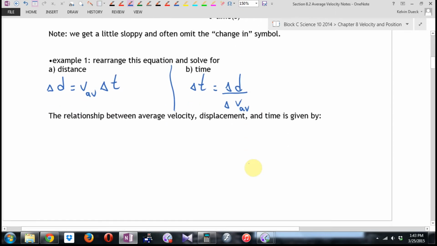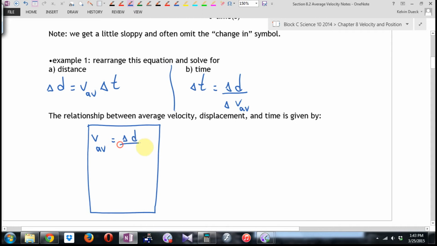So, the relationship between average velocity, displacement, and time is given by, so you guys have this box. You can rewrite it if you want to. But what you have on your formula sheet is: V, average velocity, is displacement over time; distance equals velocity times time; and time equals distance divided by velocity. I hate the triangles.